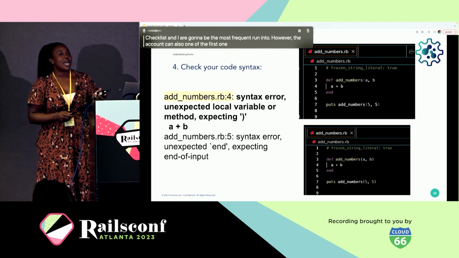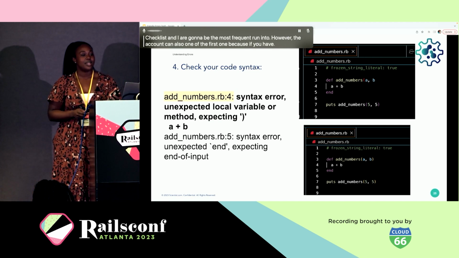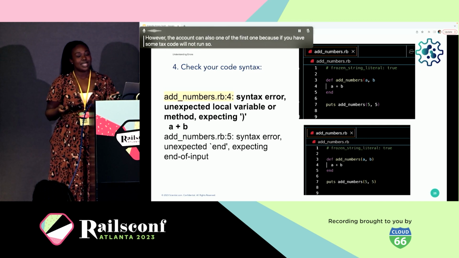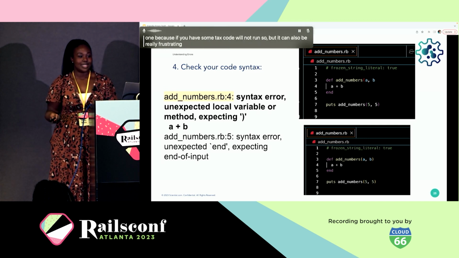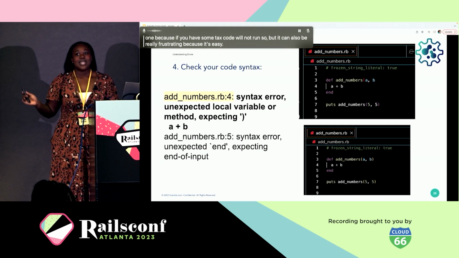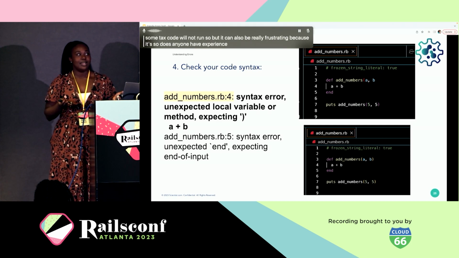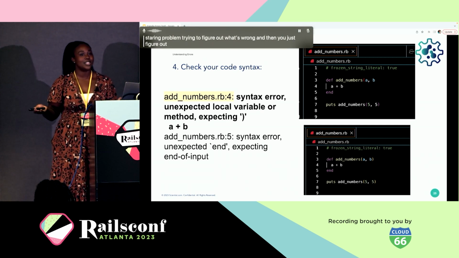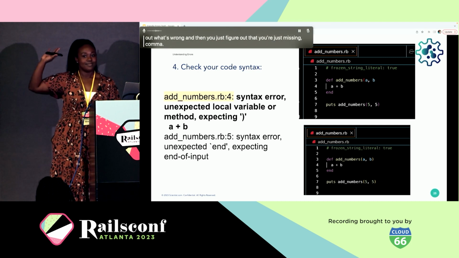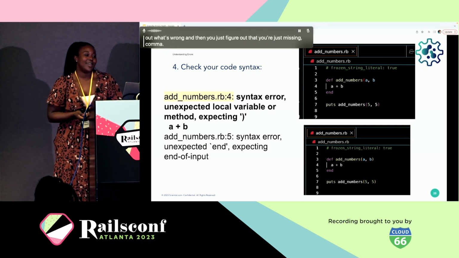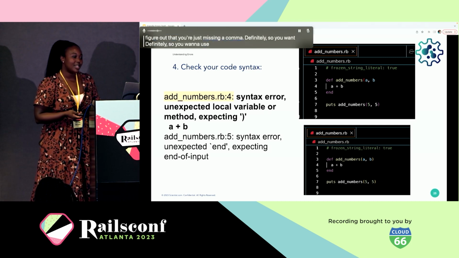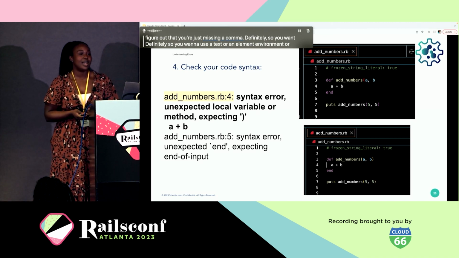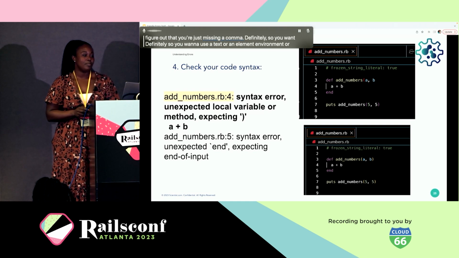The first one is not so bad though, because if you have a syntax error, your Ruby code will not run. But it can also be really frustrating because it's easy to miss. So does anyone have experience of just staring at a problem, trying to figure out what's wrong, and then you figure out that you're just missing a comma? Definitely. So to avoid this, you want to use a good text editor or IDE, an integrated development environment, or a plugin that highlights your syntax errors as you type.